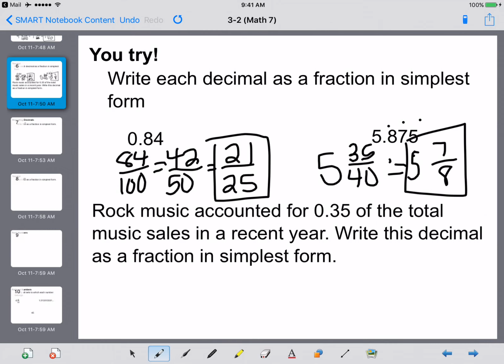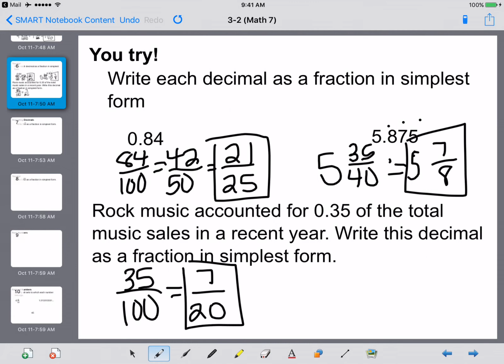The last one says rock music accounted for 0.35 of the total music sales in a recent year. Write this decimal as a fraction in simplest form. So we have 0.35. That's 35 hundredths, so 35 over 100. Break her down, divide by 5. 35 divided by 5 is 7. 100 divided by 5 is 20. So 7/20.